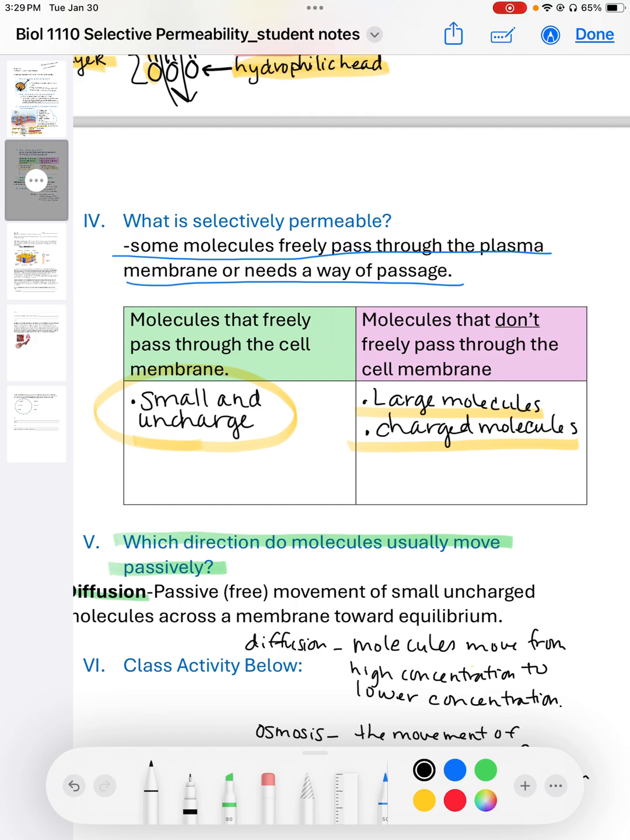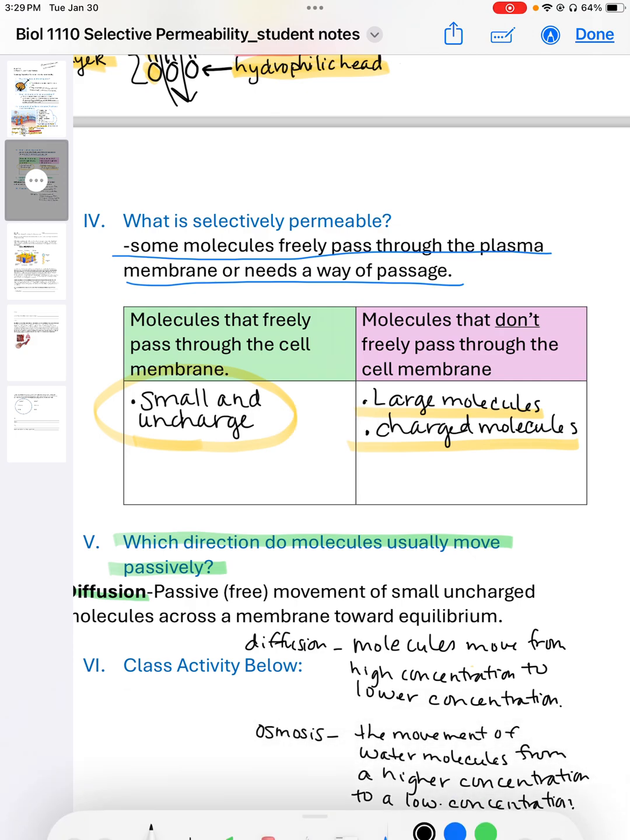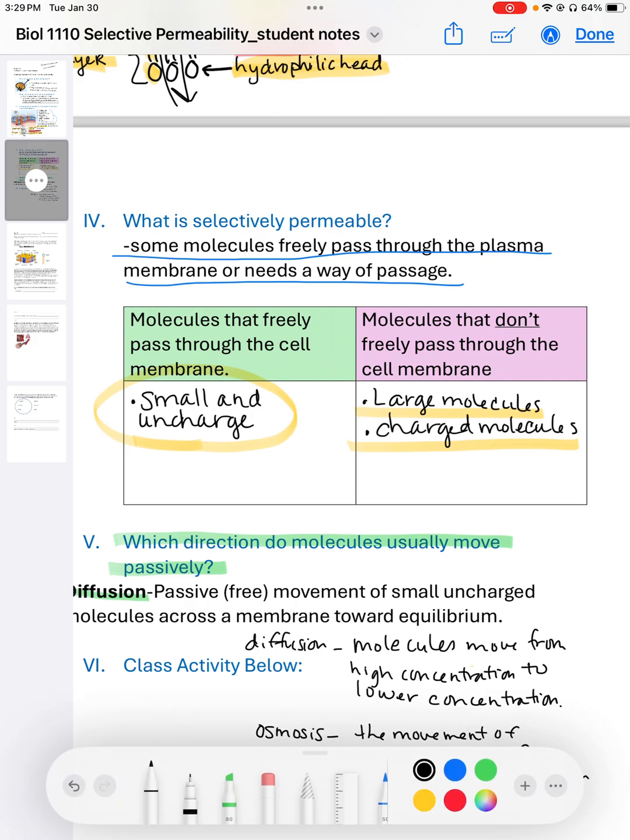So molecules that freely move through the plasma membrane are small and uncharged. So these are going to be like gases. And molecules that don't freely pass through the cell membrane are going to be large molecules like polymers and charged molecules that have a plus or negative charge. If they are both large and charged, they definitely can't just cruise through that plasma membrane. They would need some sort of channel protein or another type of protein to help them get through.